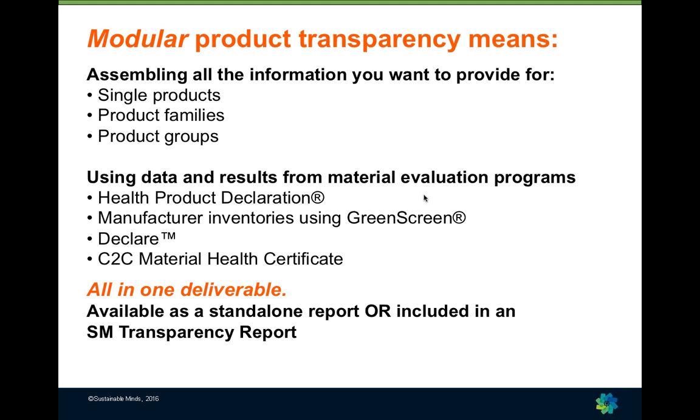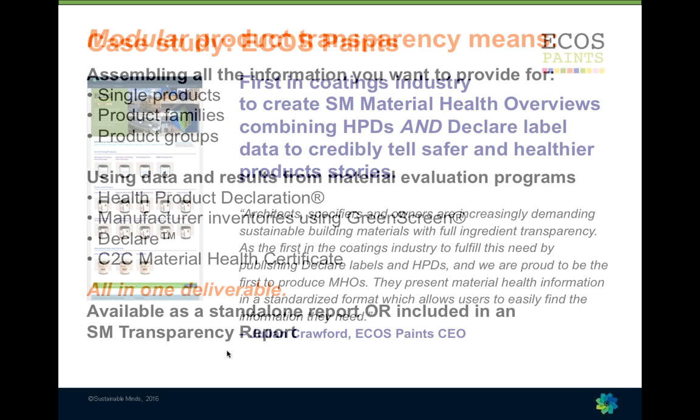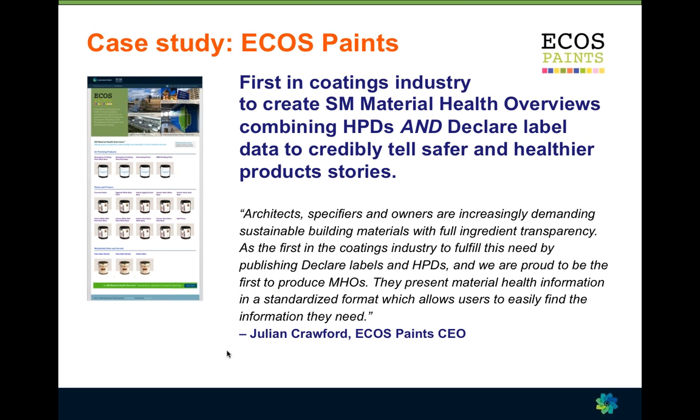Would they make one for every product? Would they make one for a product line? Would they make one for a product family? And so this is the same decision. How many pieces of information do you, as a manufacturer, need and want to sell that particular product? And the manufacturer should be able to use data and results from any program and provide it all in one deliverable, either collectively with other kinds of environmental performance information or individually.